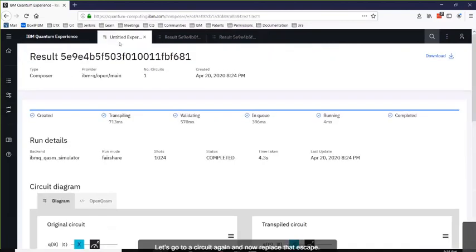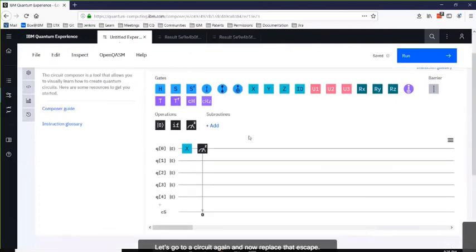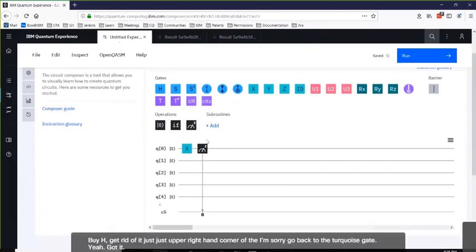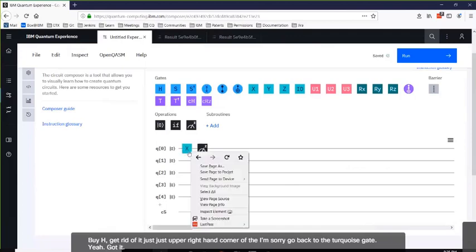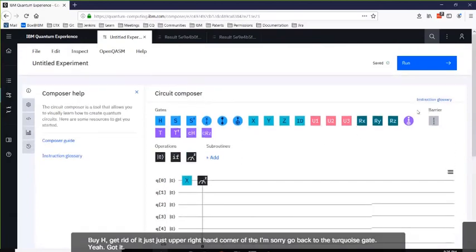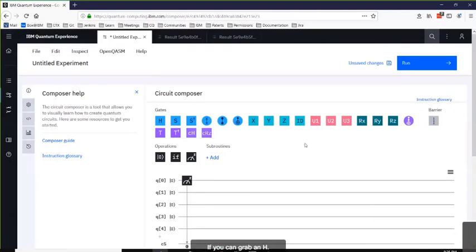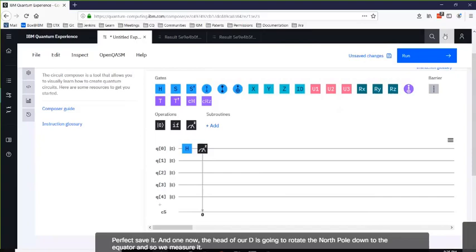All right, let's go to the circuit again, and now replace that X gate by an H gate. What do I need to do to get rid of it? Okay, upper right-hand corner of the gate. I'm sorry, go back to the turquoise gate. Yes, click that X. Got it. Now if you can grab an H. Perfect. Save it and run it.